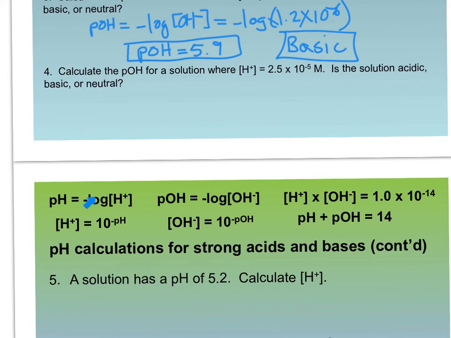Another method is to use this equation. Since we're given the H plus, we can find the pH. Once we find the pH, we can then use this equation to find the pOH. Both methods are just as good. They'll give you the right answer. I think the second method is a little bit easier.